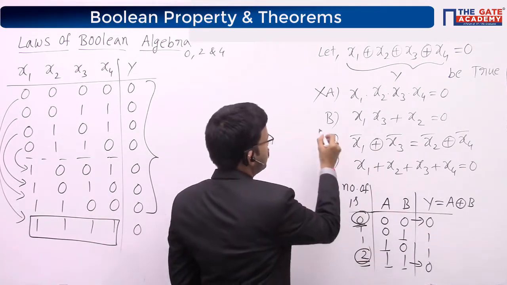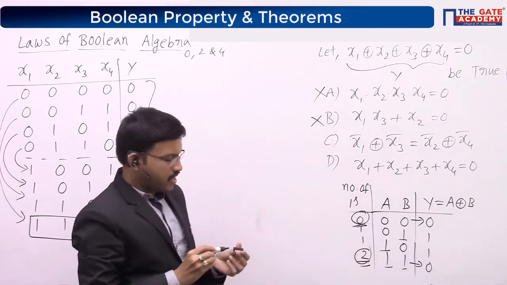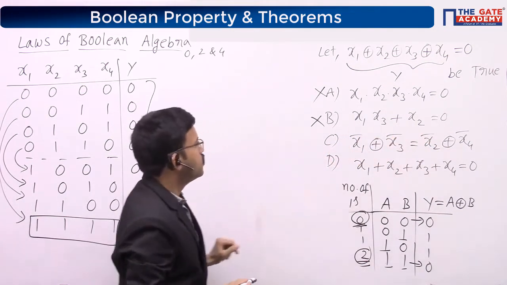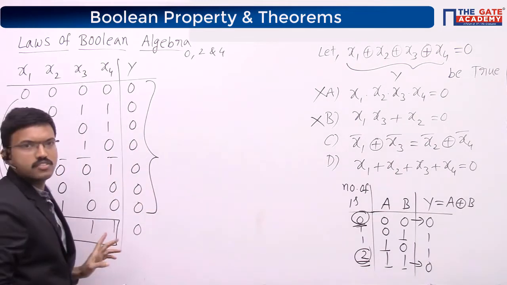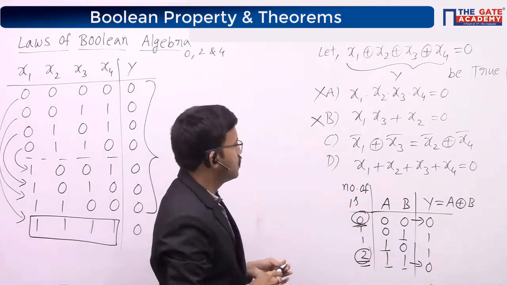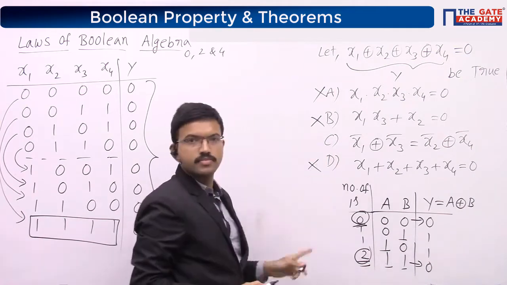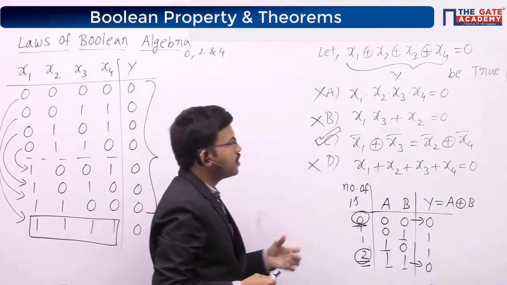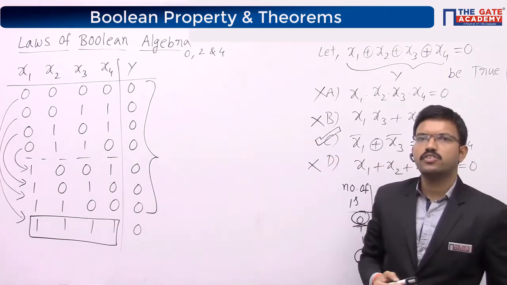See here, second option B is also wrong, because x1, x3 plus x2 is 0, right? So here, if you substitute 1 plus anything, it is 1, so you are getting output as 1. Similarly, the last case also. So obviously option C is correct. Now let us see whether option C is correct or not.